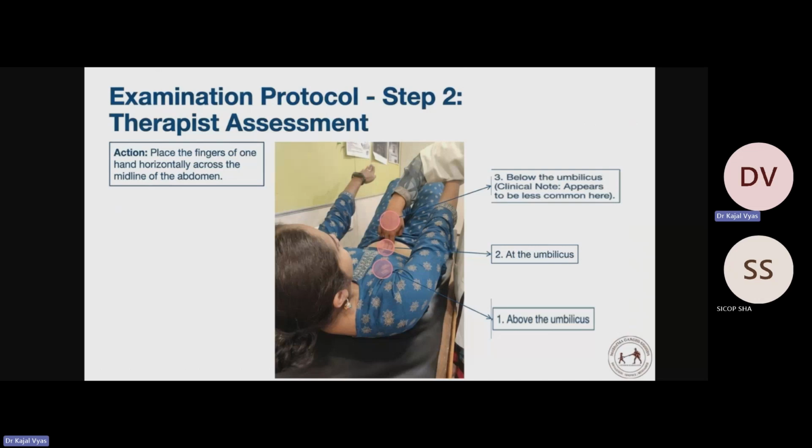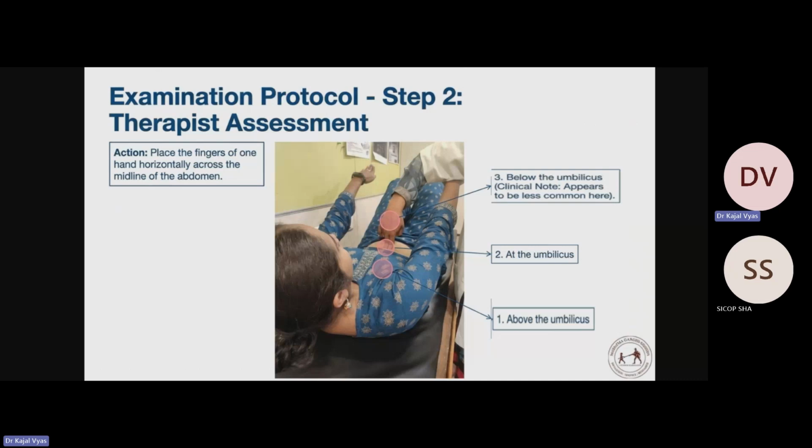Moving on to Step 2, that is therapist assessment. First was about the patient's position and the instructions to be given to the patient, and Step 2 is the therapist assessment. If you see in the picture, two fingers are used to assess the diastasis recti separation, placing the two fingers of one hand horizontally across the midline of the abdomen. This needs to be assessed at three different locations: at the umbilicus, 2 centimeters above the umbilicus, and 2 centimeters below the umbilicus.